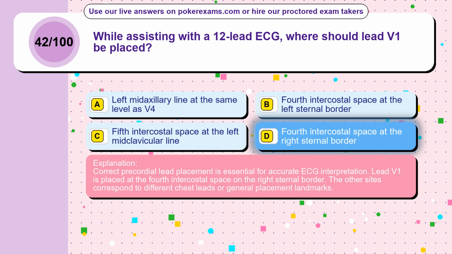Correct precordial lead placement is essential for accurate ECG interpretation. Lead V1 is placed at the fourth intercostal space on the right sternal border. The other sites correspond to different chest leads or general placement landmarks.